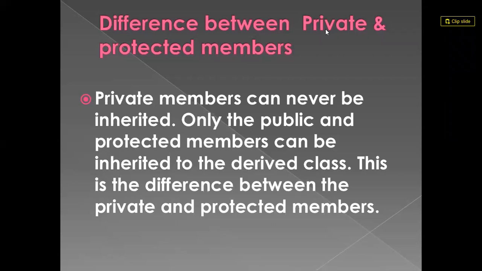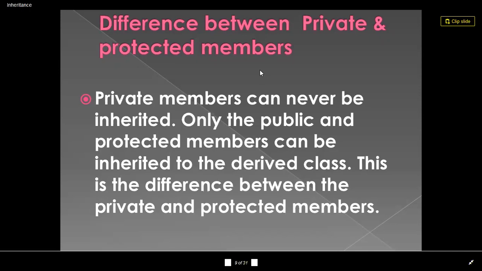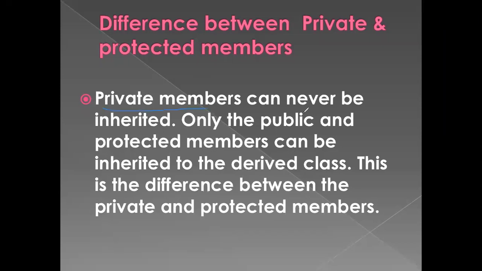Now, as I was saying, there are three types of modifier: public, private, and protected. Public means it can be accessed by anyone, so that is clear. Private means it can only be accessed by the member functions of the same class. Then what is protected, and how does it change things? Private members can never be inherited. That's the one important thing you have to understand. Only the public and protected members can be inherited by the derived class. This is the difference between private and protected members.